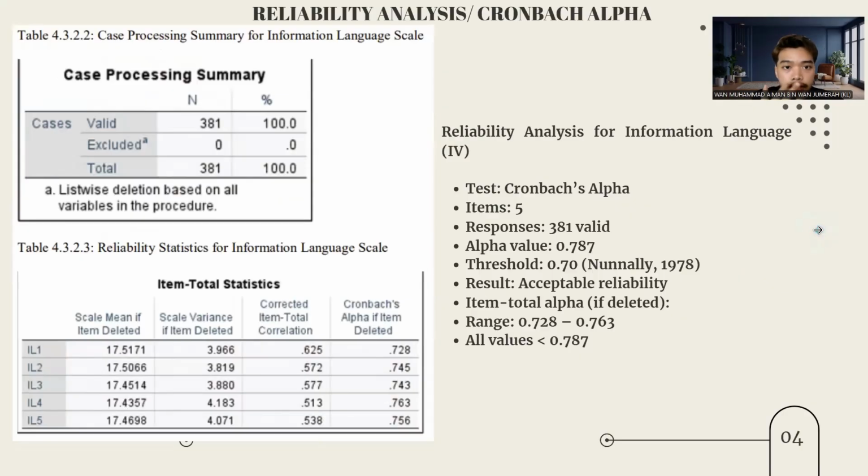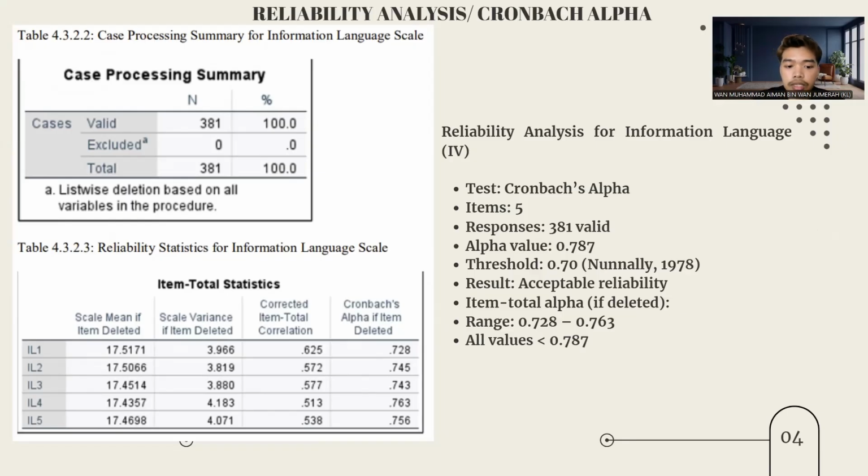So next is the reliability analysis for information language, which is IL. The reliability of the information language construct was tested using Cronbach's alpha, and the result shows an alpha value of 0.787 based on 5 items and 381 valid responses. This value exceeds the minimum threshold of 0.70 recommended by Nunnally, indicating acceptable internal consistency and reliability.